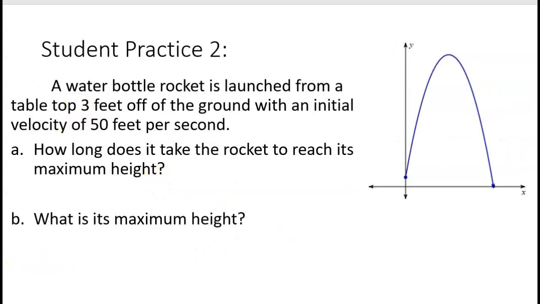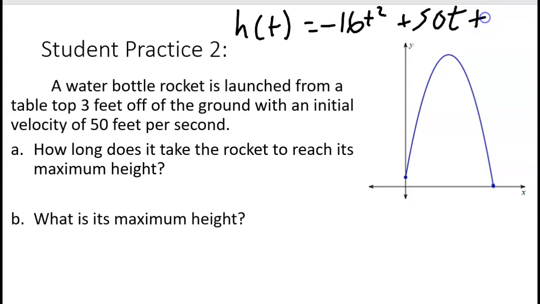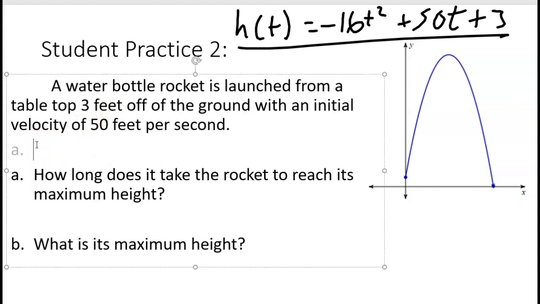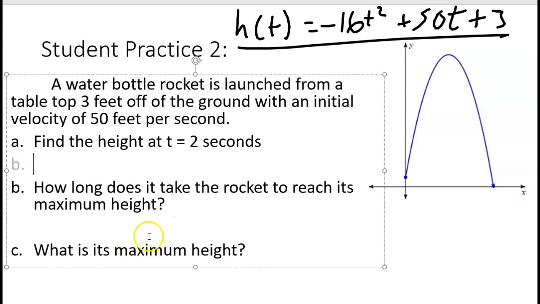So, here was your guys' problem, and as you may recall, your formula should have been as follows. So that's the formula you're going to use to answer these questions. But before you begin, I want to throw another question in here for you guys. I want you to find the height at t equals, I'm going to say 2 seconds. So find the height of the bottle at t equals 2 seconds.